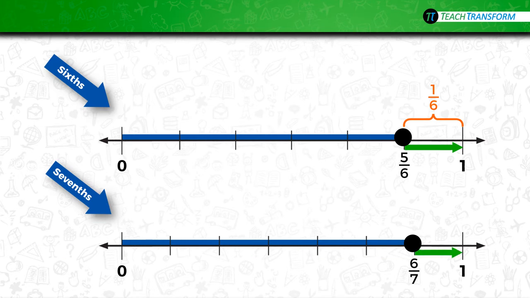Now look at the space between 6/7 and 1. What's the fractional name of the space? How far is 6/7 away from 1? 6/7 is 1/7 away from 1.